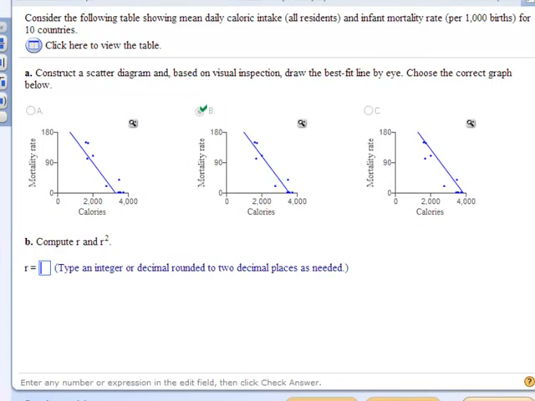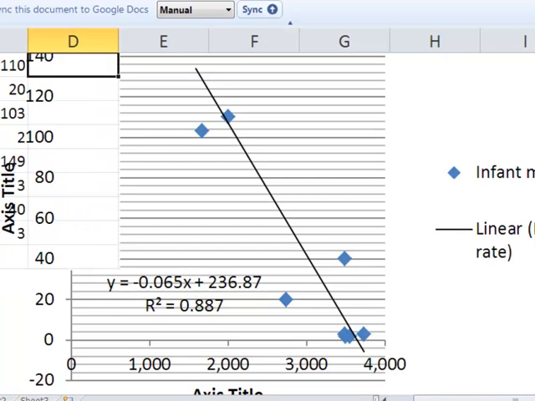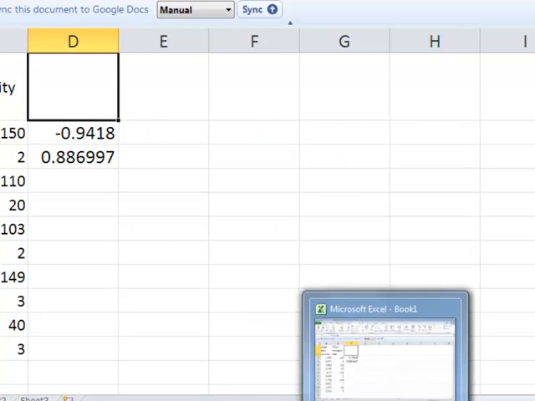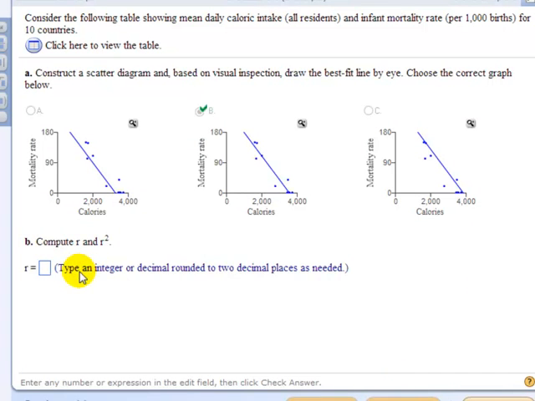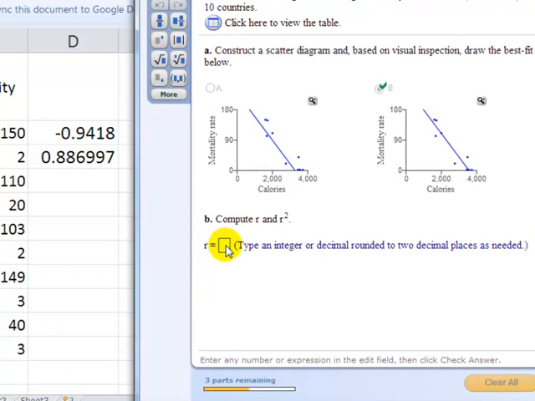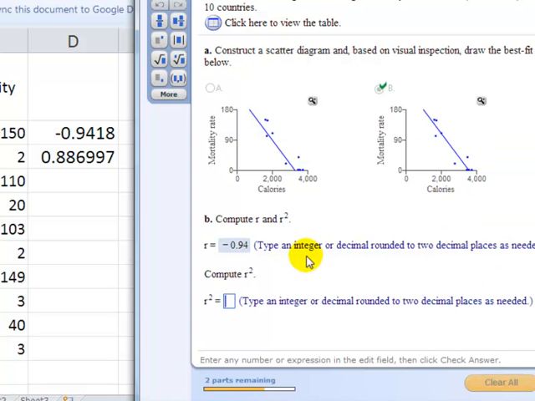The next question is, what is R? Well, we've calculated R. It was -0.94. They want two decimal places. R squared to two decimal places is 0.89.